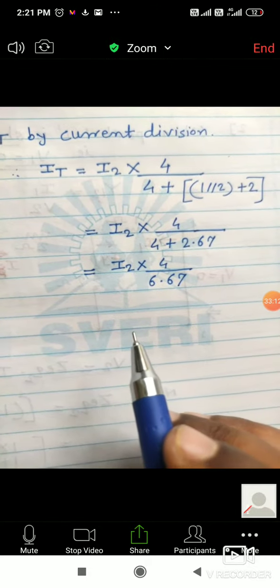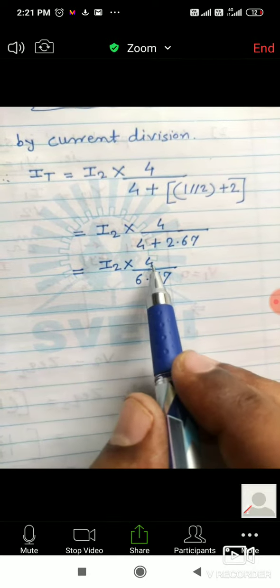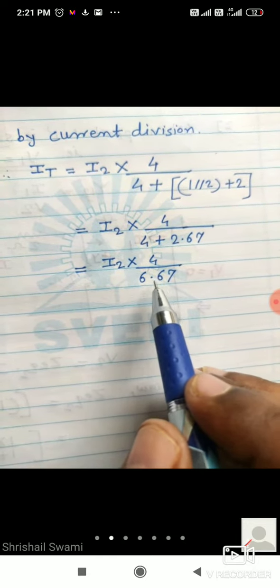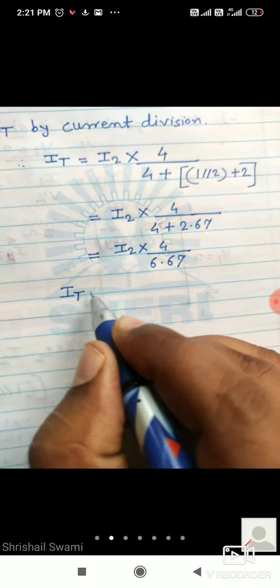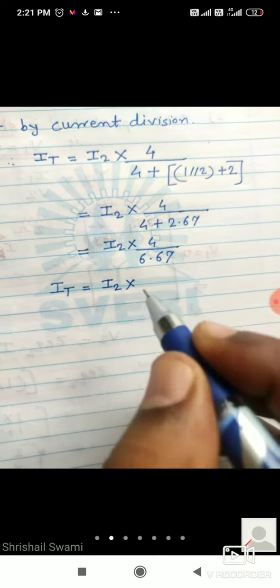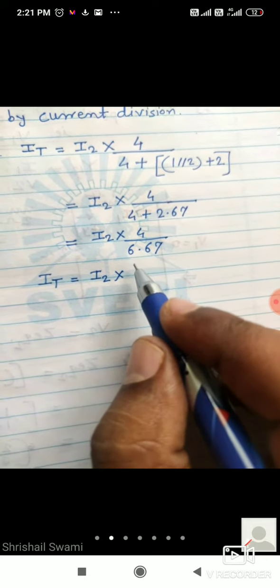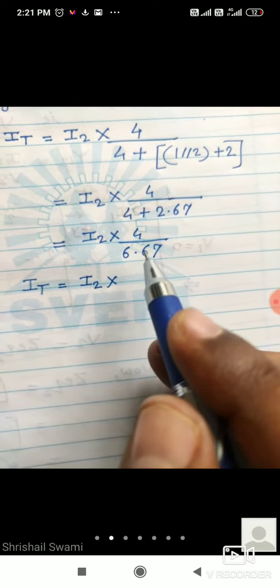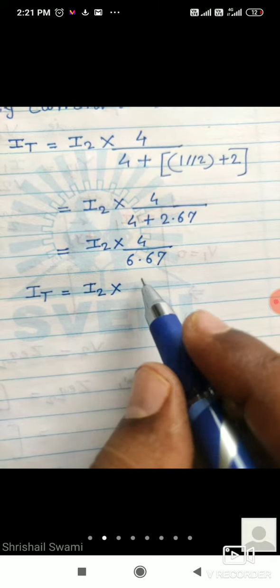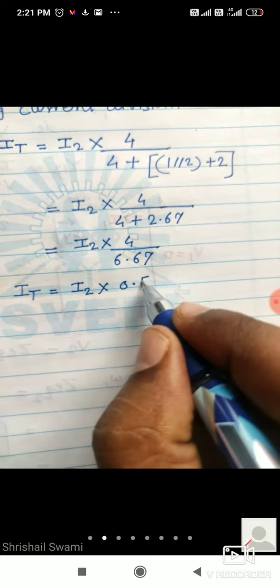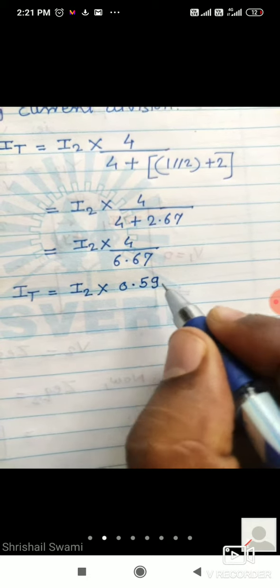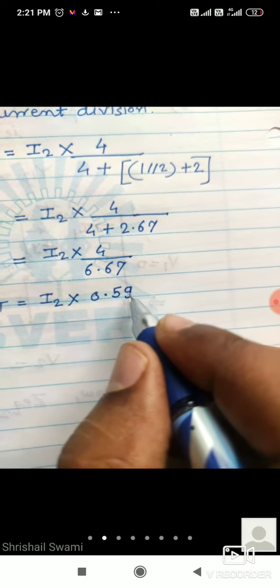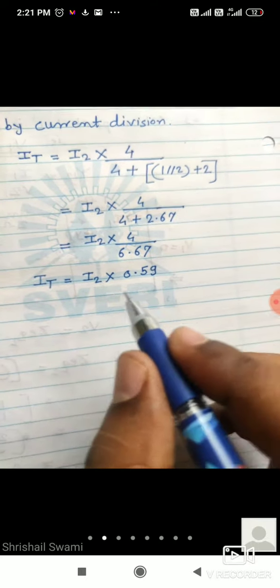Okay, so we'll start now. So I2 into 4 upon 6.67. Can you tell me the answer? IT is equal to I2 into how much? Anyone can tell? 4 upon 6.67. Once again, repeat. 0.59. Okay, that is 0.59, you can take as it is. So this gives equation 6. You can put equation number 7.